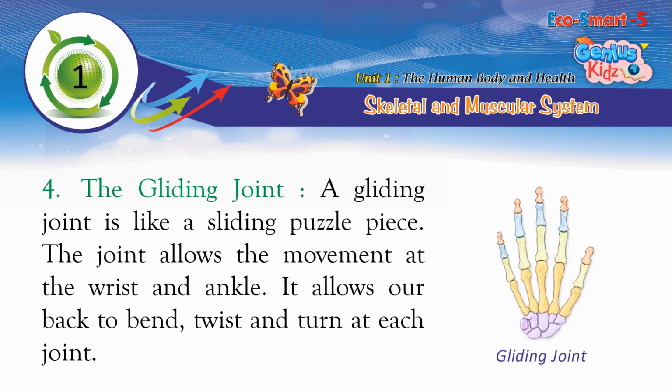4. The gliding joint. A gliding joint is like a sliding puzzle piece. The joint allows movement at the wrist and ankle. It allows our back to bend, twist and turn at each joint.